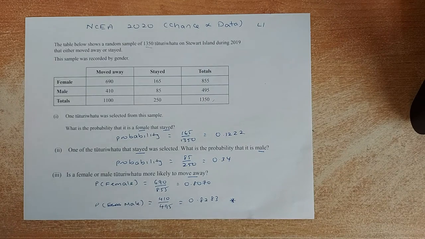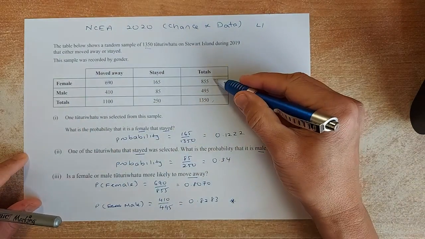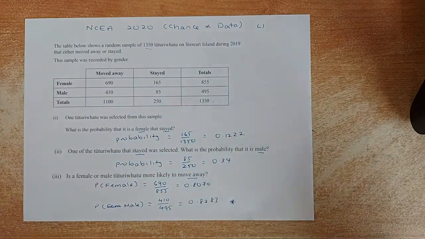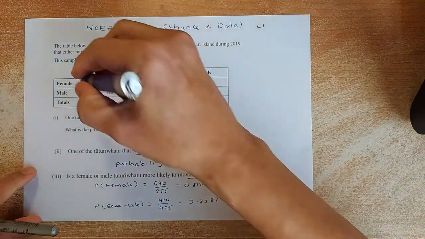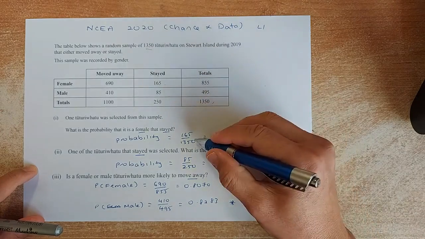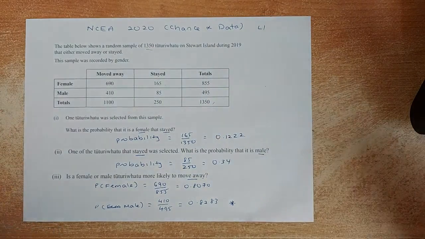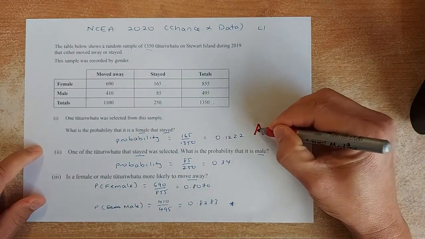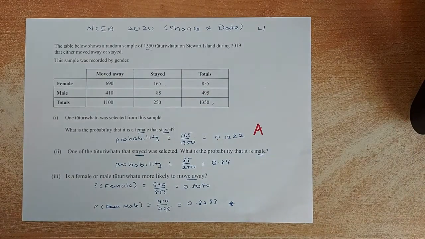This time, the row totals have been calculated, and the column totals have also been calculated, so you don't have to do anything. Once you have the table, you need to answer the question. One of the birds was selected. What is the probability that it is a female who stayed? So female who stayed is going to be this number here, 165 out of the total. So 165 over 1350, and the answer is 0.1222, and that will give you a simple Achieved.